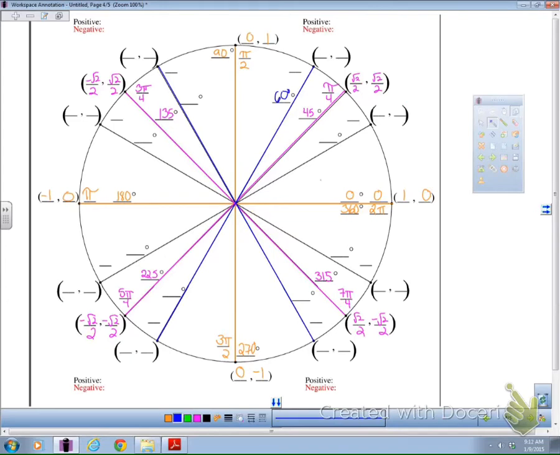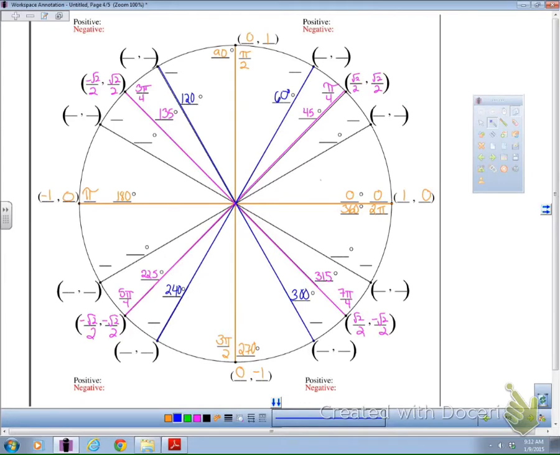So I've got 60. What happens when I add 60? What do I get? 120. I add 60 and I land on my checkpoint 180. Add 60 to 180, what do you get? 240. Add 60 to 240 and I get 300. Add 60 degrees to that and I land on my second checkpoint 360 and I'm finished with the degrees.